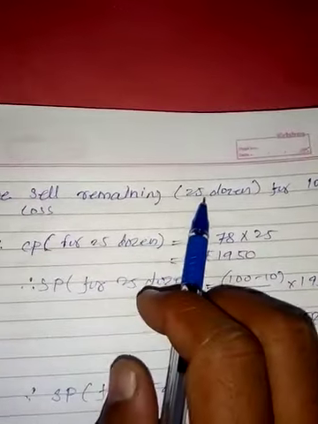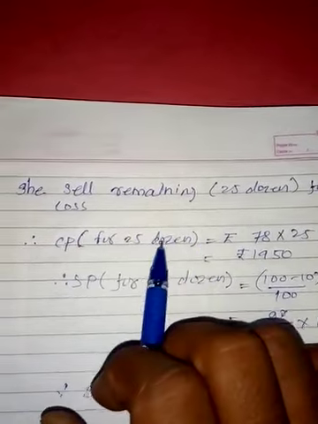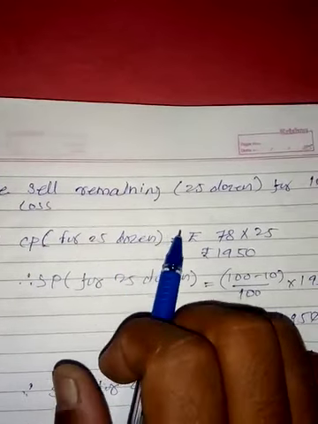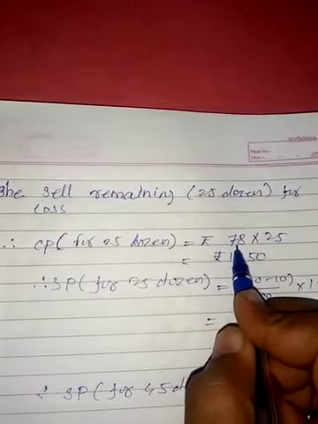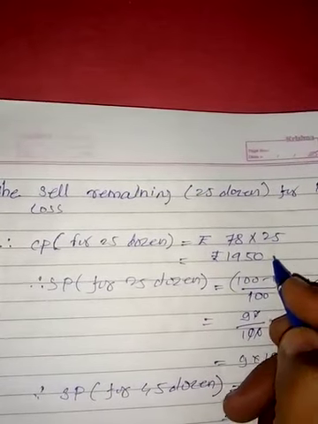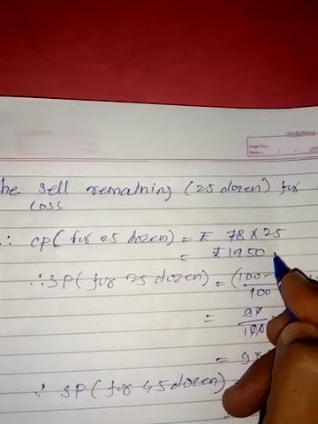Okay, understood? So this second part we are done. Now the third part is what? She sold the remaining 25 dozen at 10% loss. So how much is remaining? That is 25 dozen. So what is the selling price? The cost price, meaning 1 dozen 78 multiplied by 25 dozen, is 1,950, the CP of 25 dozen.